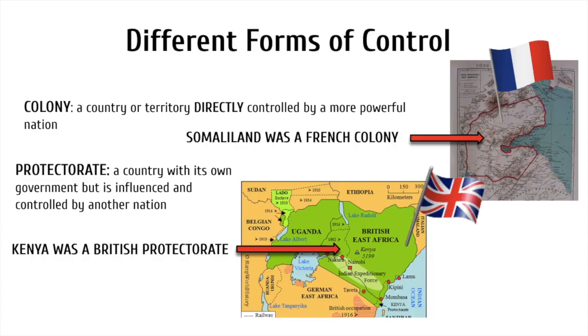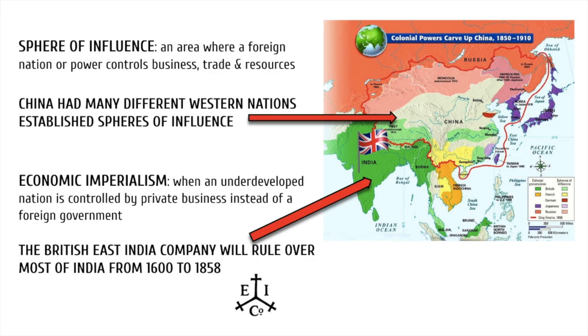Kenya was a British protectorate, right? They're able to keep their own people in charge, but of course they have to listen to the British government. Later on, we're going to talk more about China. China is going to be not colonized, but rather come under the influence of a sphere of influence.